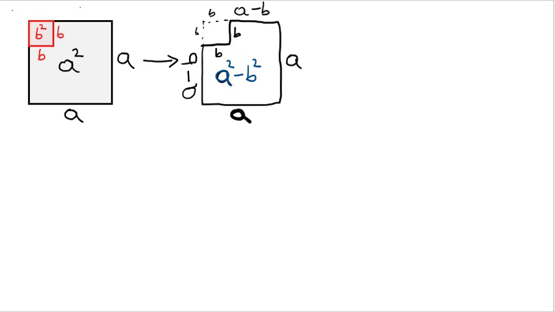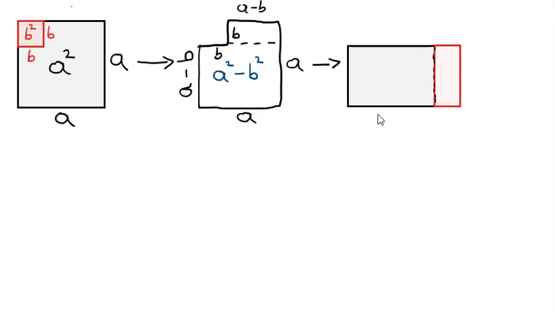However, what if I take this part, this area, move it up front and create a new rectangle in such a way? Now we still see that this is A, and this small part is B, and therefore the entire length of this rectangle is going to be A plus B.